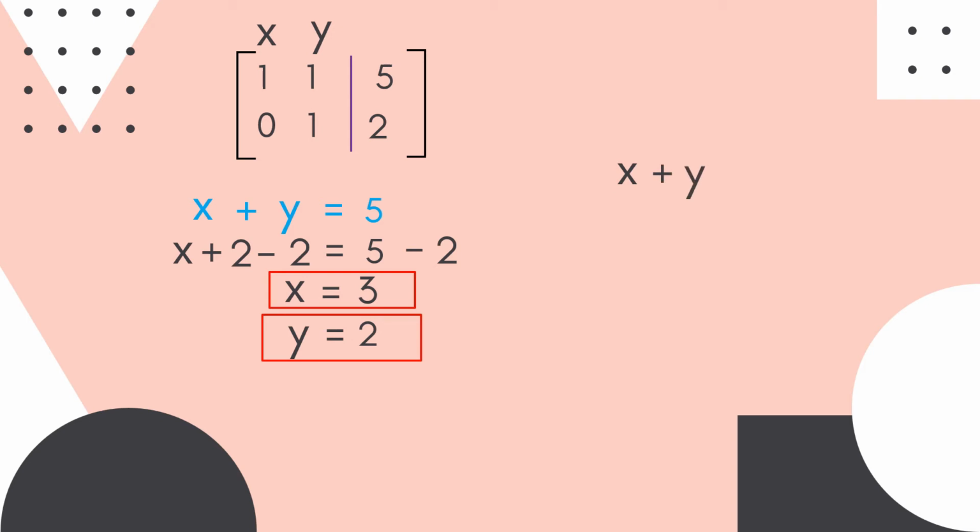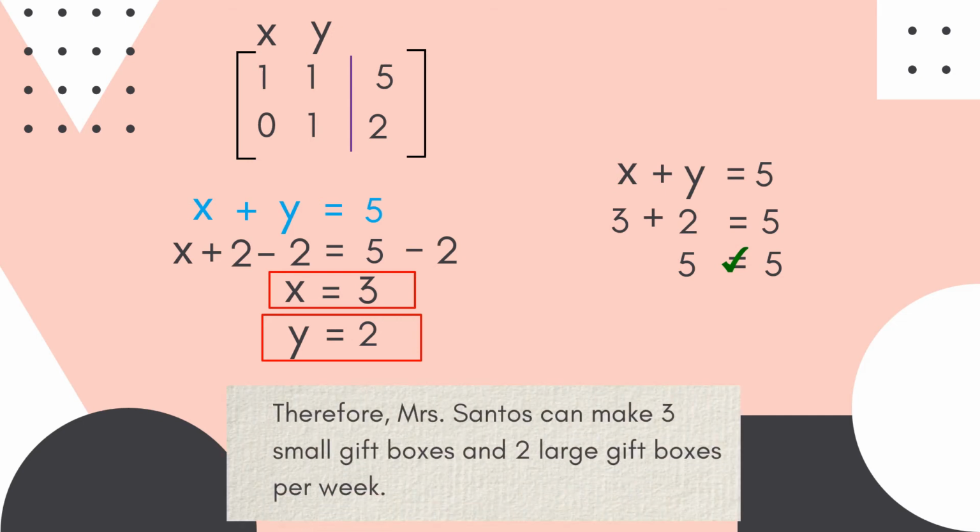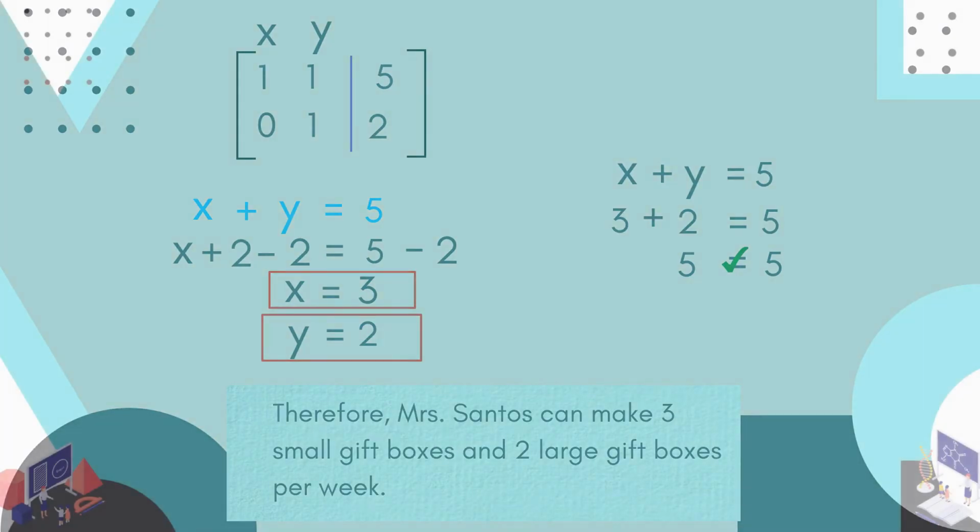We're going to check if these two values are correct in our original equation. So x plus y is equal to 5, the value of x is 3, and the value of y is 2. And this is equal to 5. 3 plus 2 is equal to 5. Okay, alright. The equation is balanced. Therefore, the answer to our problem is Mrs. Santos can make 3 small gift boxes and 2 large gift boxes per week.